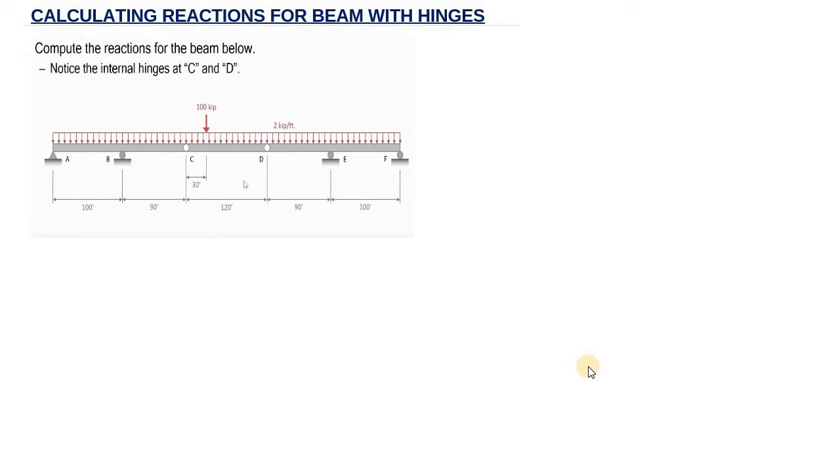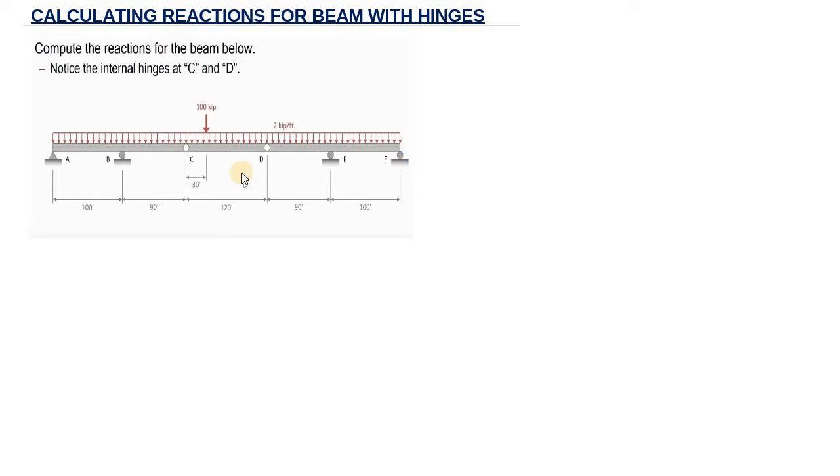This lesson is going to be a bit long because if you take a look at the screen, we have a long span beam that has one pin support at point A and 3 roller supports, one at point B, one at point E, and one at point F. So we are going to have 5 unknown reactions.